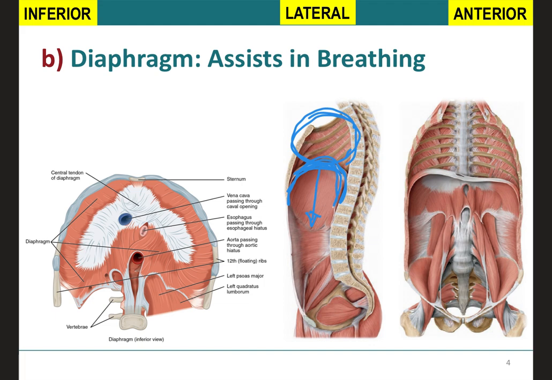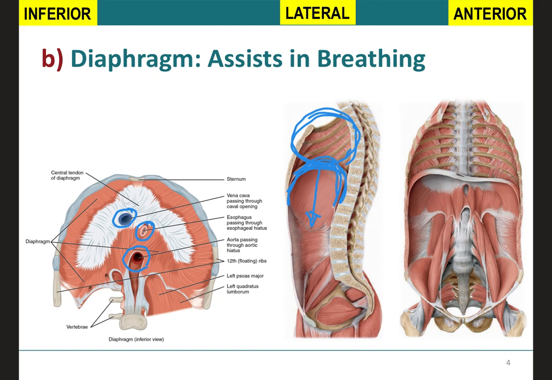In addition to this very important function, the diaphragm also has three main openings that are important, as we can see over here. The first one is what we call the caval opening.